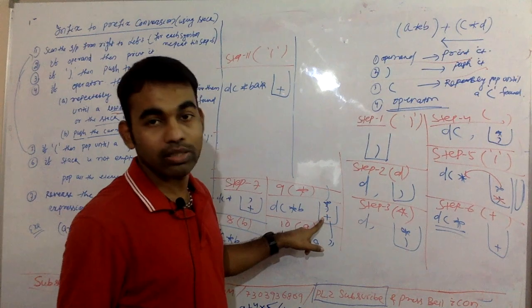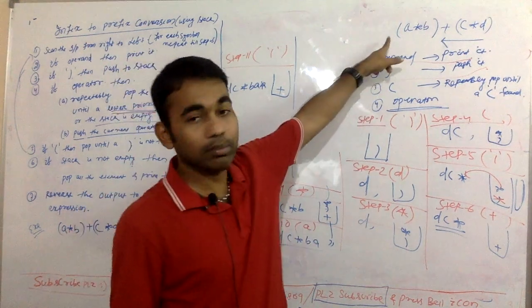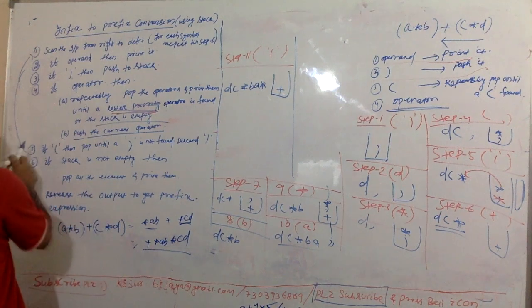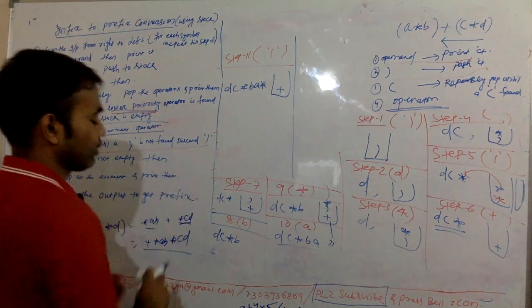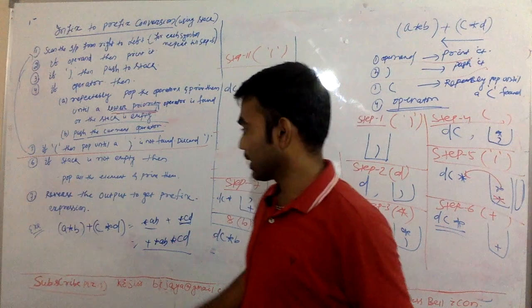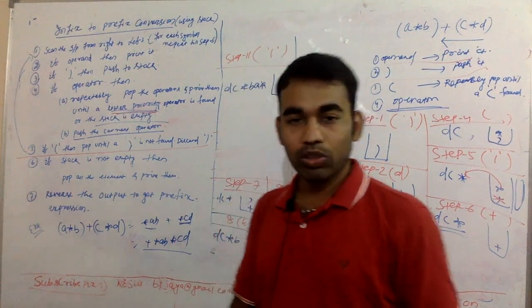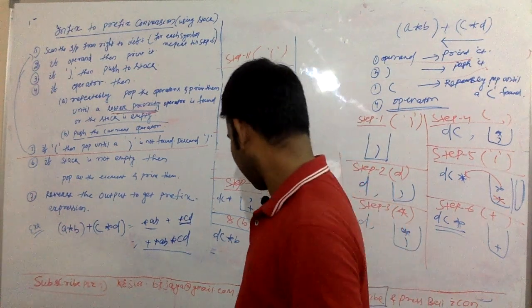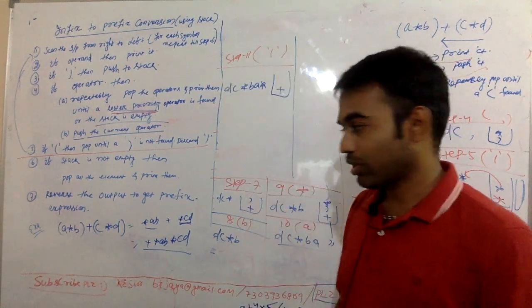So the stack contains plus. So whether any other symbol exists? No, right? So that means we are done till this particular point. We are done till this particular step 5.